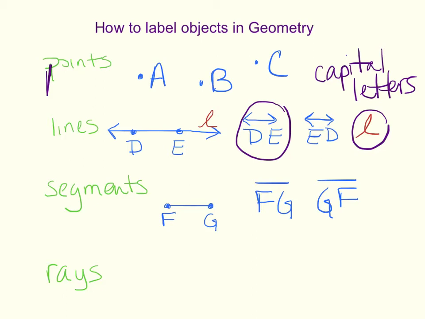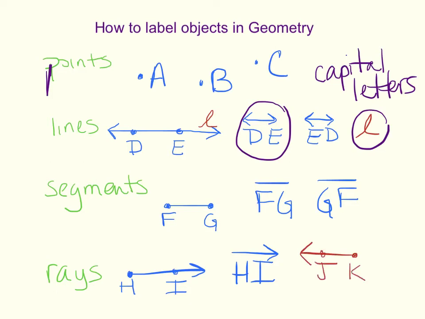The next object we have is a ray. A ray is something that starts at a point and goes forever through another point. So it's kind of like part of a line. We call that ray HI. Notice that the arrow is going one way. Now, one of the crazy things about rays and how we name them is if I had a ray going this way, call that JK. This ray starts at K, goes through J. The arrow still always goes from left to right like that.